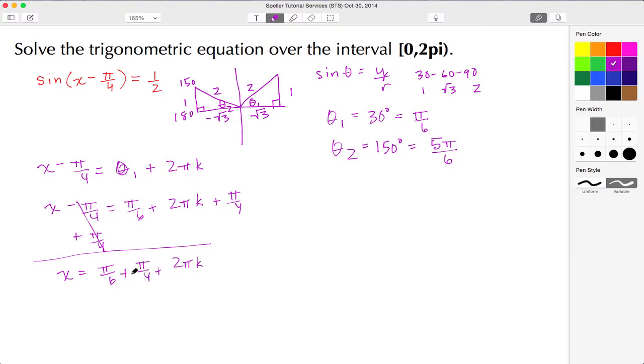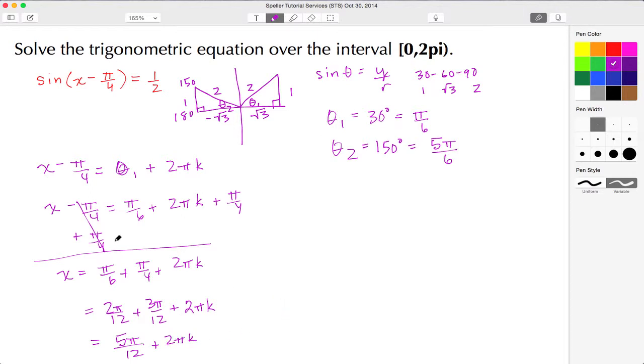For me to add these radian measures, they're fractions, so I need a common denominator. The common denominator is 12. So 6 times 2 gives me 12, so I multiply my numerator by 2, so that becomes 2 pi. 4 times 3 gives me 12, so I multiply this numerator by 3, so that is 3 pi, and then plus 2 pi k. 2 pi plus 3 pi is actually 5 pi over 12 plus 2 pi k.